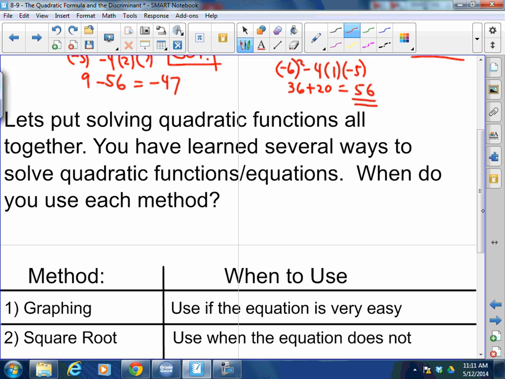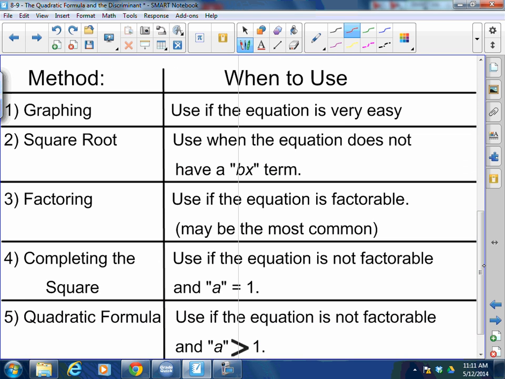Now, let's put solving quadratic functions together. I did this in the beginning. I want to wrap it up again. You have learned several ways to solve quadratic functions and equations. When do you use each method? This is important to know, right? First method, graphing. When you're graphing, you use graphing if the equation is very easy. I'm talking really easy. Like, if you have y equals 2x squared, that's a great one to graph, because that's really simple. The axis of symmetry is 0. The vertex is 0, 0. Plug in one value for x, find the mirror image, you're done.